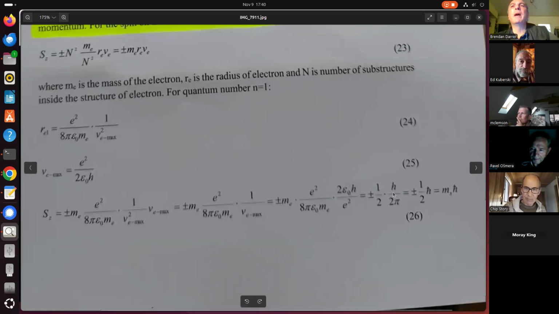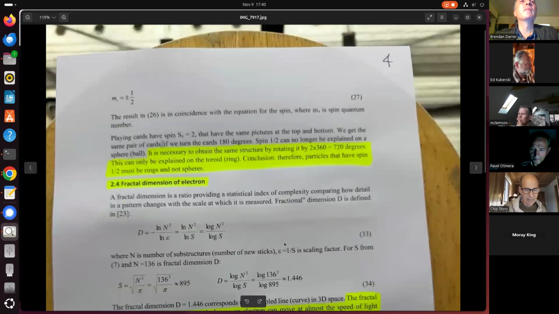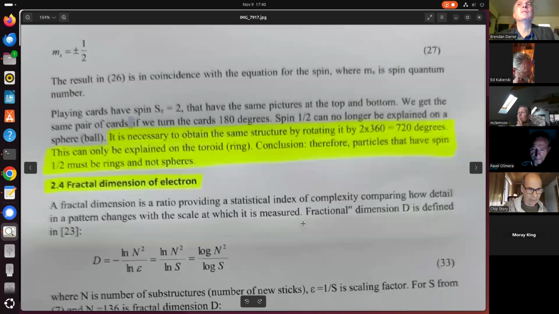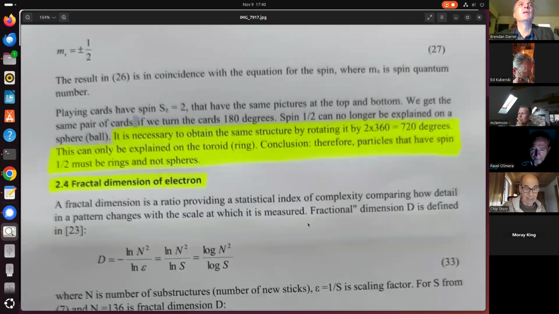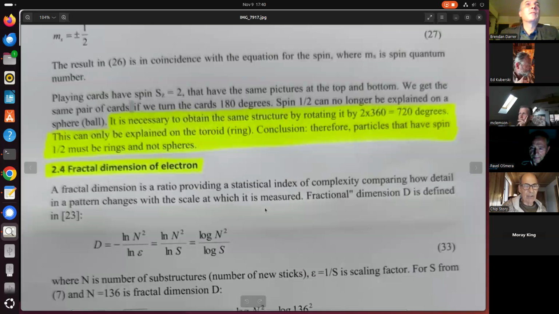h basically means quantum. h means it's quantum involved. All right, so the result in equation 26 is coincident with the equation for the spin, where m sub s is the spin quantum number. Playing cards have spin s sub z equals 2. They have the same pictures on the top and the bottom. Absolutely. We get chirality. We get the same pair of cards if we turn the cards 180 degrees.